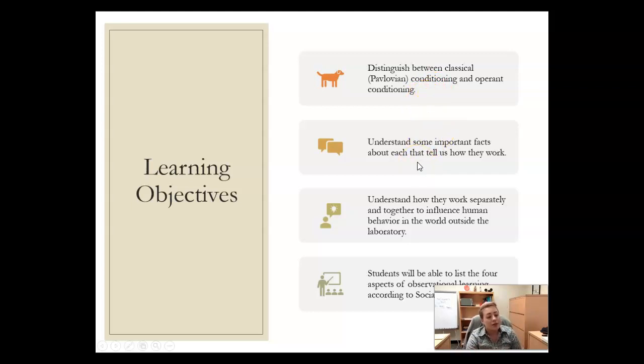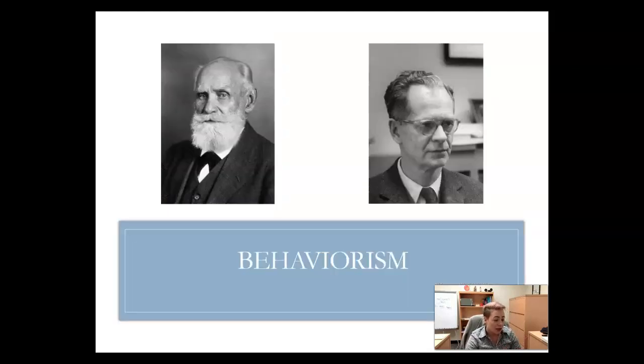We're going to understand some important facts about each and how they work. We're going to understand the foundations, and I'm going to give you a little formula for how to work them. Understand how they work together to influence human behavior as well as separately, because sometimes classical conditioning and operant conditioning build on one another. And list the 4 aspects of observational learning. So we're going to talk a bit about social learning theory, but that one's a little easier than classical conditioning. So let's do classical, then operant, then social learning theory.